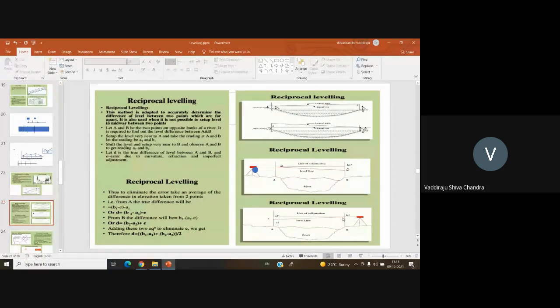In those scenarios, we generally go for reciprocal leveling. So here, point A and point B are 2 points on the opposite banks of a river, and the purpose is to determine the elevation difference between A and B. So what we'll be doing is setting up the instrument at a position which is nearer to A.